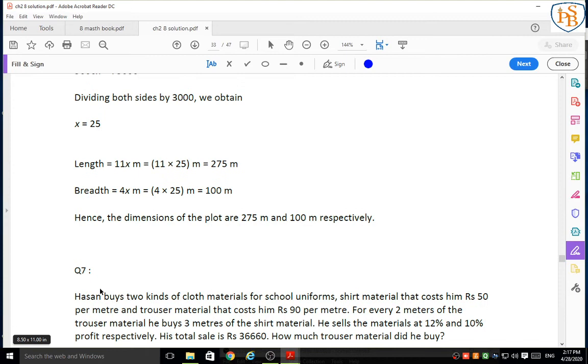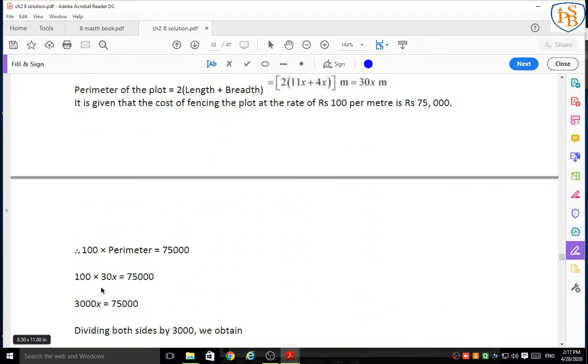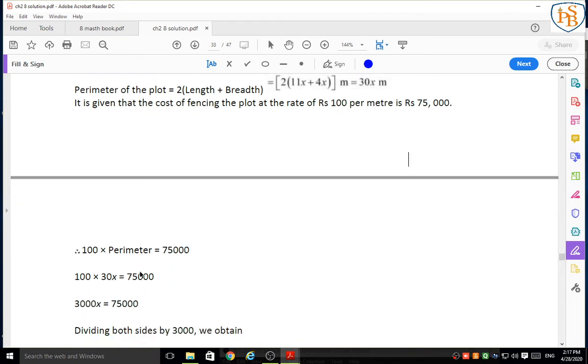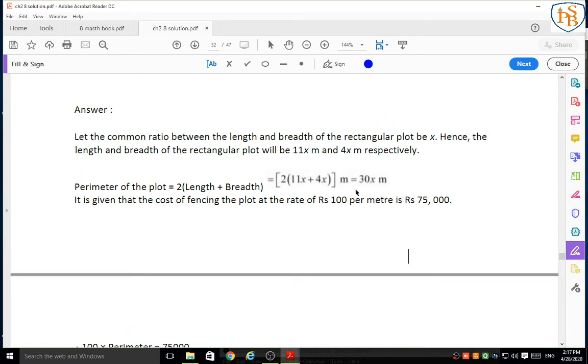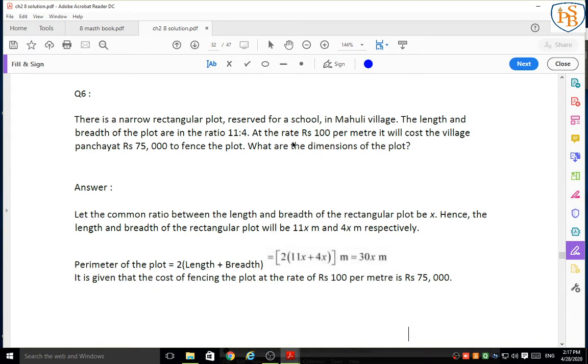Okay, is it easy? Look at here carefully. We have to find out the length and breadth of the plot by using the formula of perimeter of the plot. They give us the unit, that is rupees 100 per meter. That means we have to find out the perimeter. If they give us square meter, that means at that time we have to find out the area. So it is very important to read the question very carefully.